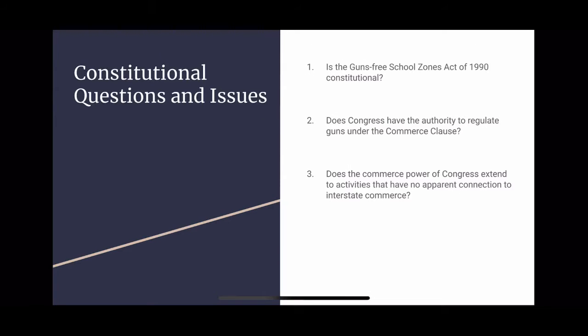Some constitutional questions and issues that we need to think about. Is the Gun-Free School Zones Act of 1990 really constitutional? Does Congress actually have the authority to regulate guns under the Commerce Clause? And does the commerce power of Congress extend to activities that have no apparent connection to interstate commerce?